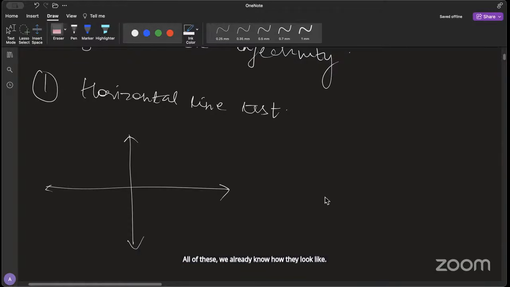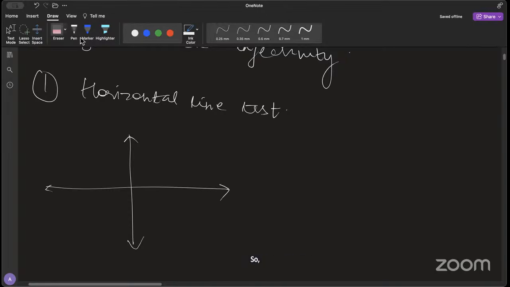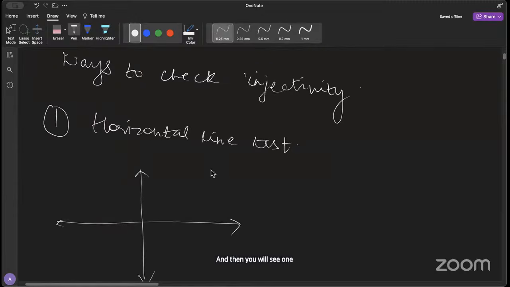If you don't know, they look like this. They're oscillating. The cos one looks like this. So they're definitely not one-one functions, right? And then you will see one or two types of functions more.